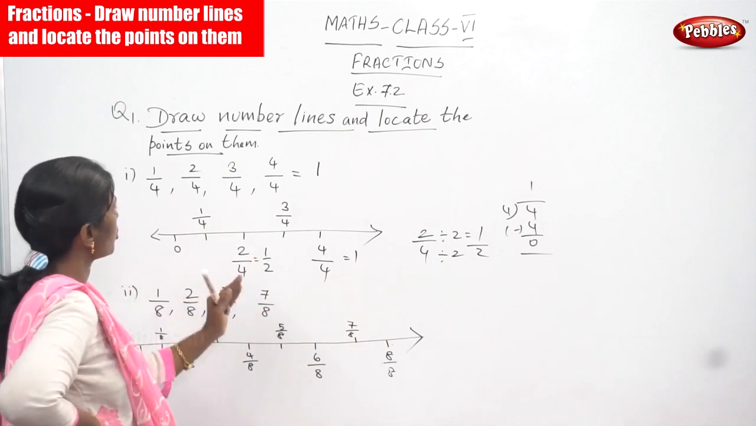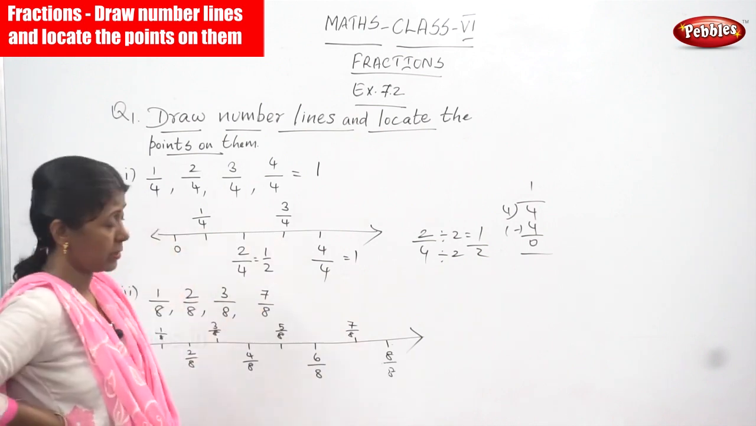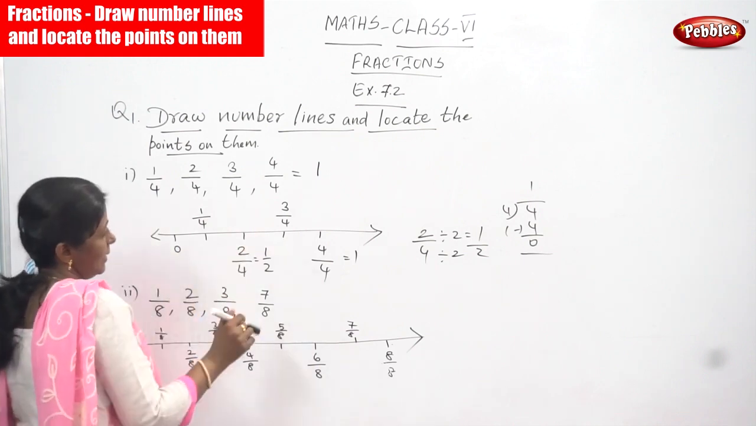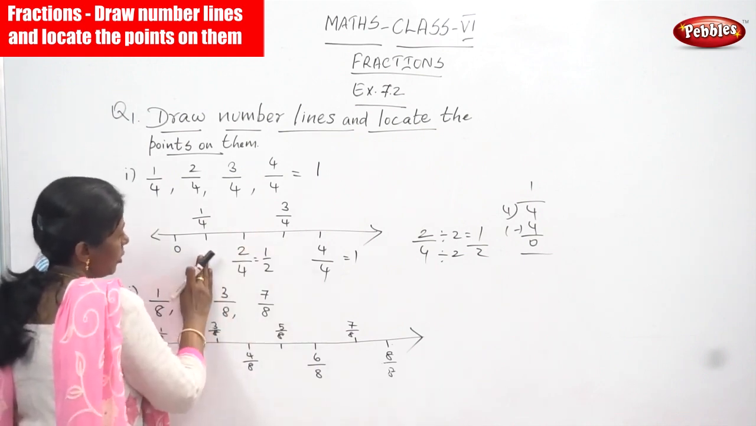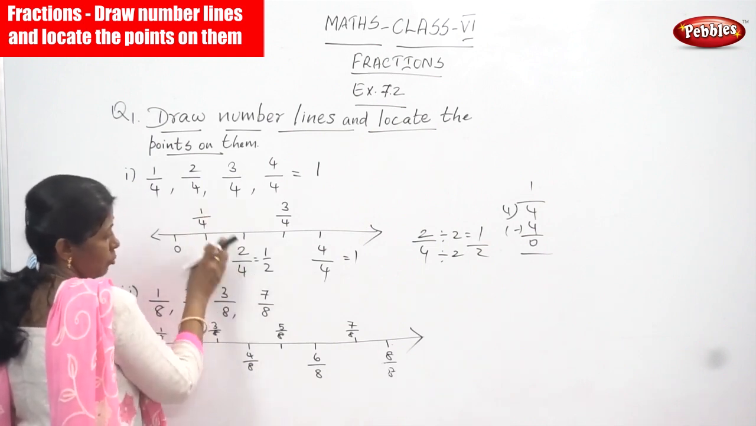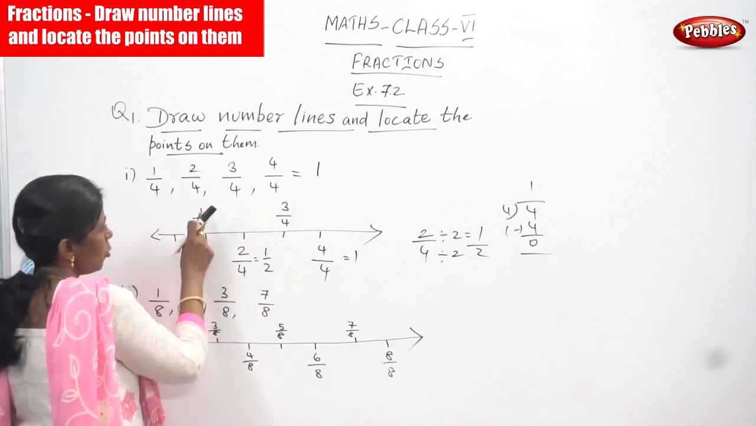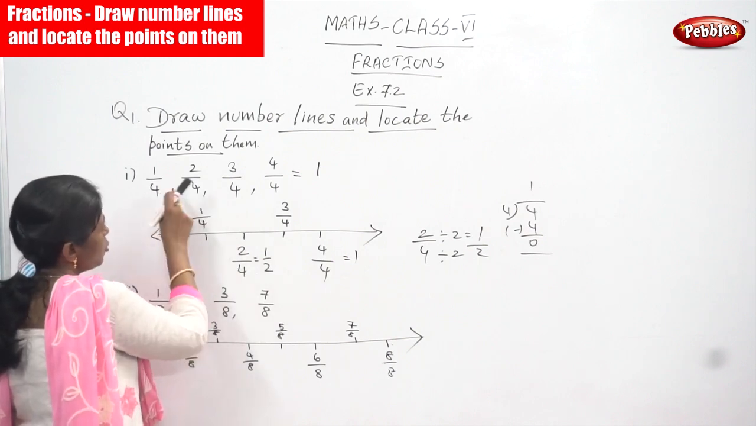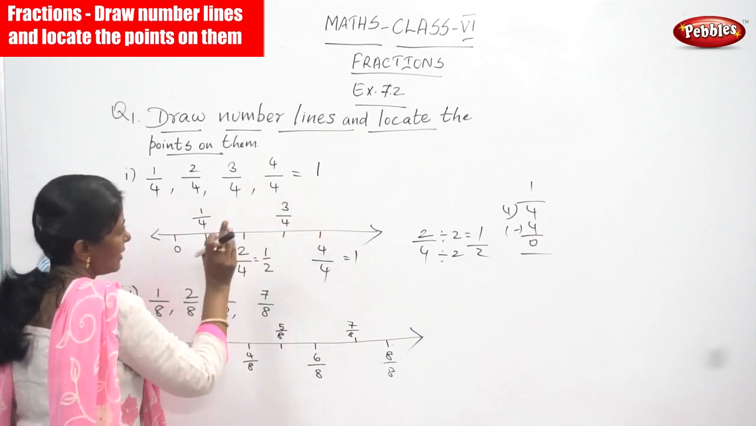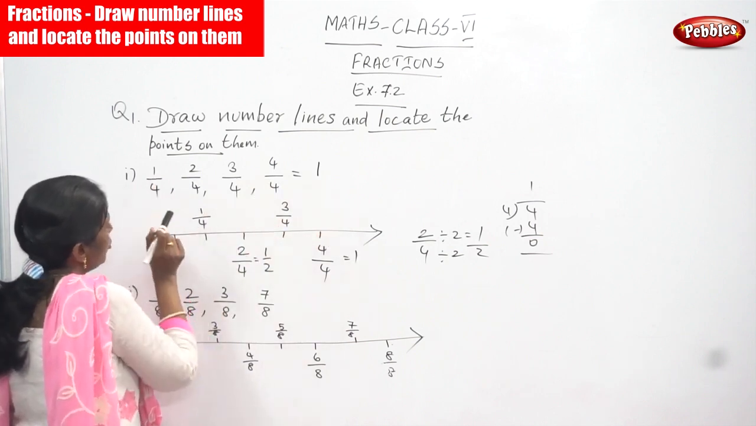So within 0 to 1, what are these points? You have to mark the points on the number line. I mark the points above the number line and also below the number line because I want to show the difference to you. So this is 1 by 4, 2 by 4, 3 by 4, 4 by 4. 4 by 4 means you know that you can get 1.